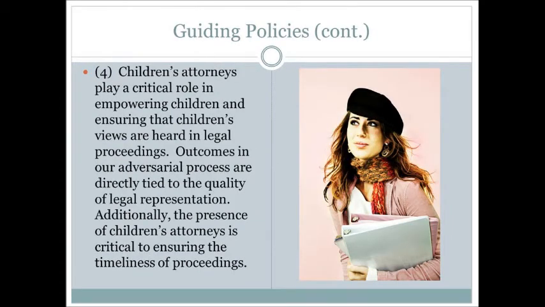The fourth policy is that children's attorneys play a critical role in empowering children and ensuring that their views are heard in legal proceedings. Outcomes in the adversarial process are directly tied to the quality of legal representation. Additionally, the presence of children's attorneys is critical to ensuring the timeliness of proceedings. So as you get more into this area, you'll learn about the timelines in these cases, both state and federal timelines, and how important it is that we work through these cases quickly, that we get children back home quickly or get them to permanency quickly, and how important that is for the stability of their lives and their own well-being.